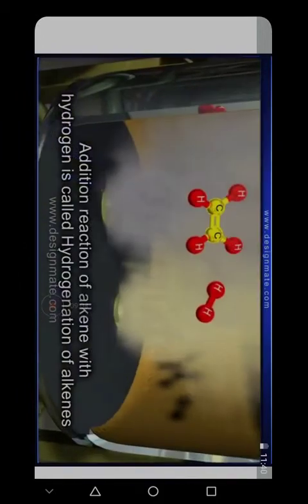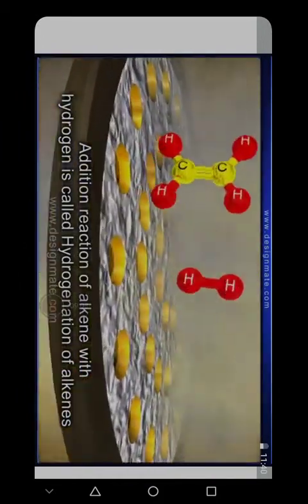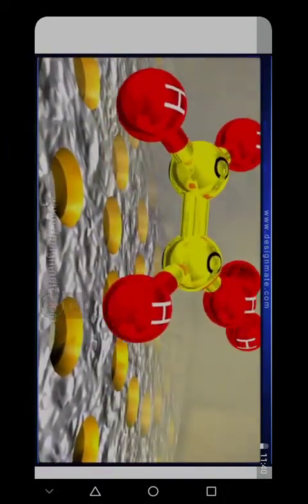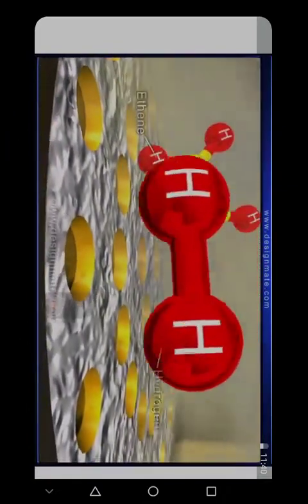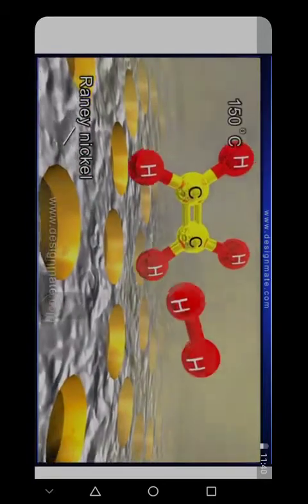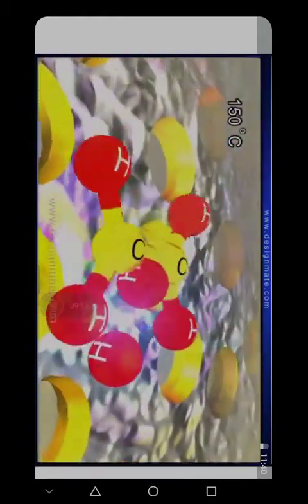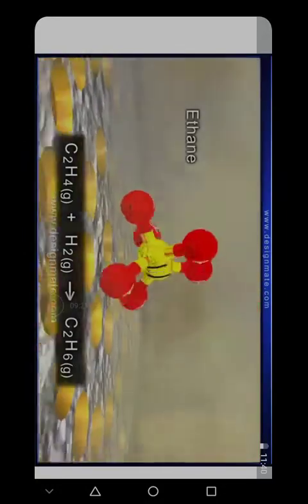Reaction with hydrogen. Addition reaction of alkenes with hydrogen is called hydrogenation of alkenes. When an alkene such as ethene and hydrogen are passed over Raney nickel catalyst at about 150 degrees Celsius, ethene reacts with hydrogen on the surface of Raney nickel to form ethane.